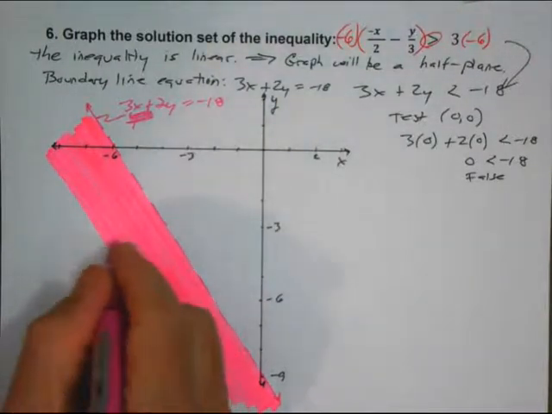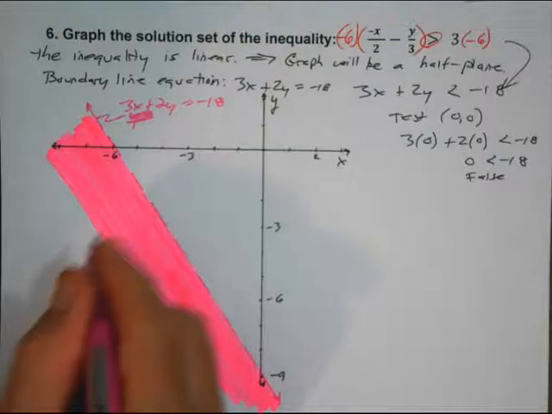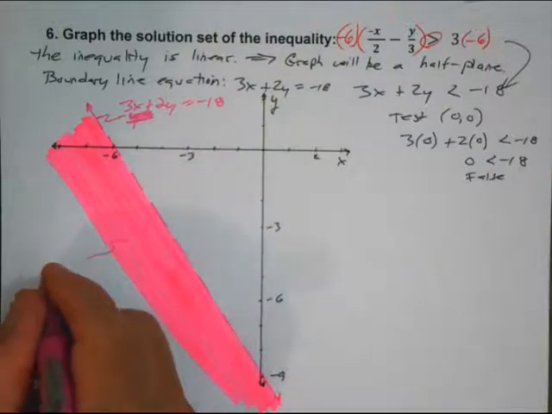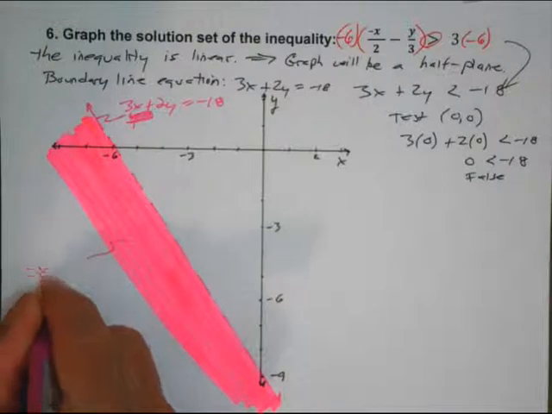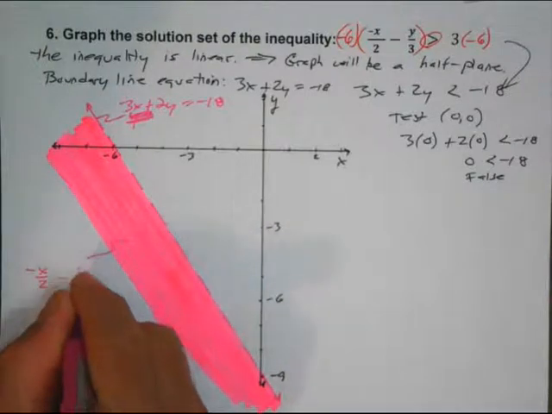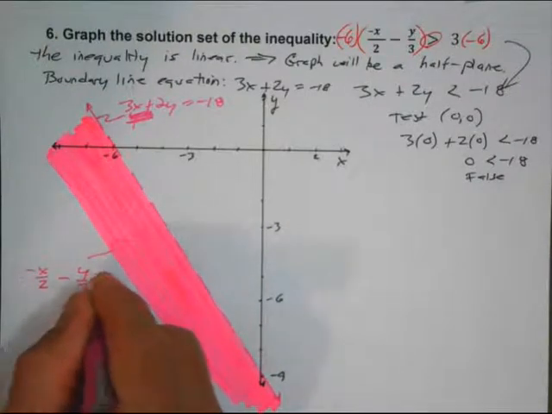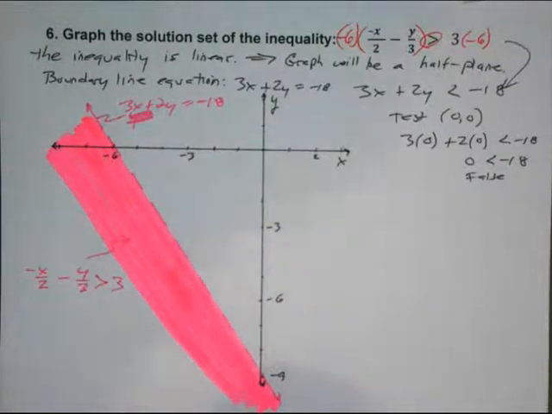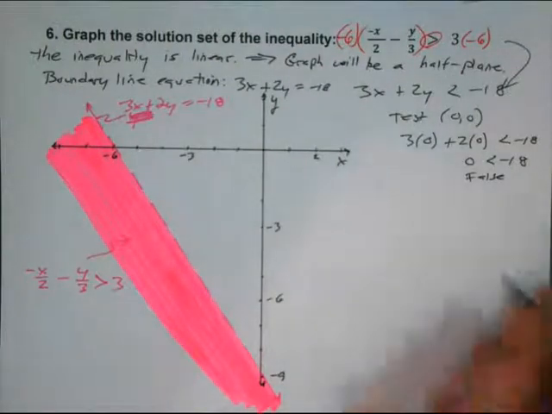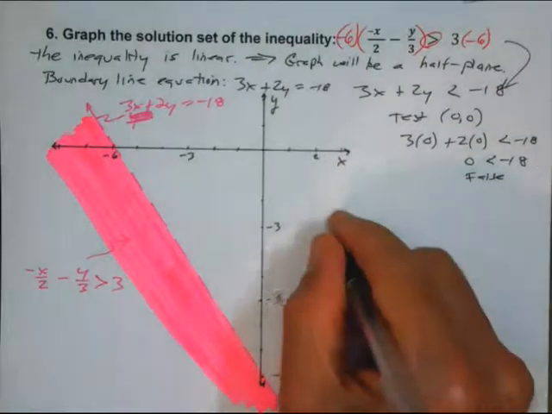We could come in here and label, maybe we use the original inequality for our labeling here. Negative x over 2 minus y over 3 greater than 3. Okay, now, maybe there's a mistake here. It would be a little more reassuring to check things over a bit.